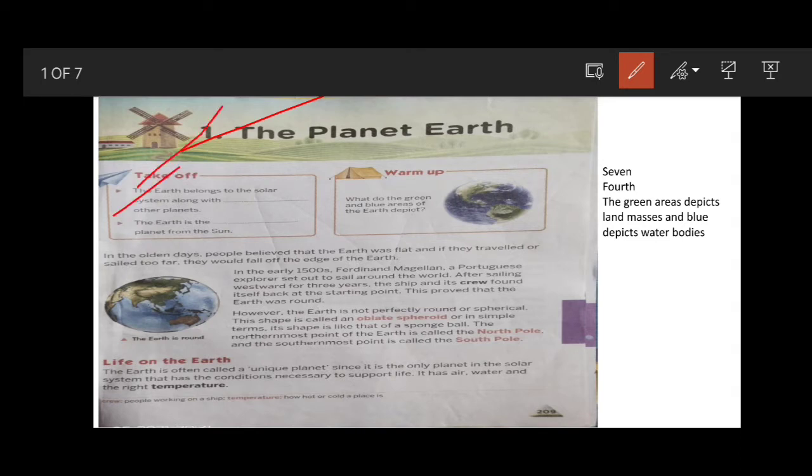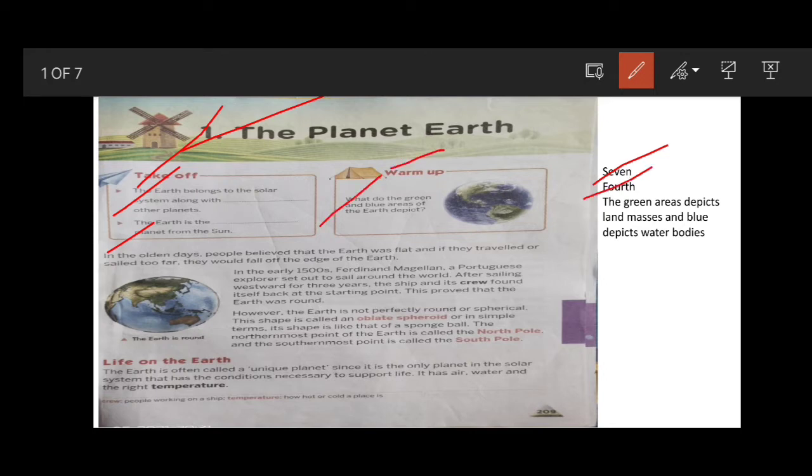The Earth belongs to the solar system along with dash other planets. The answer is 7. Why 7? Because there are 8 planets in our solar system. Next. The Earth is the dash planet from the Sun. The Earth is the 4th planet from the Sun.